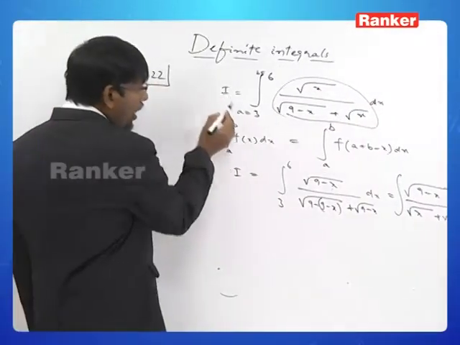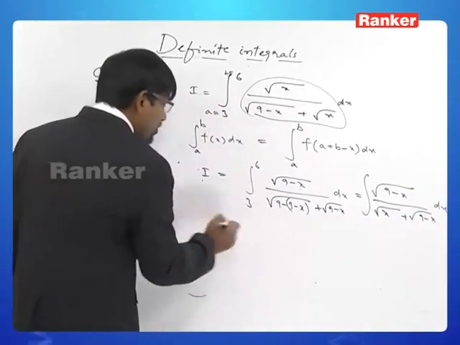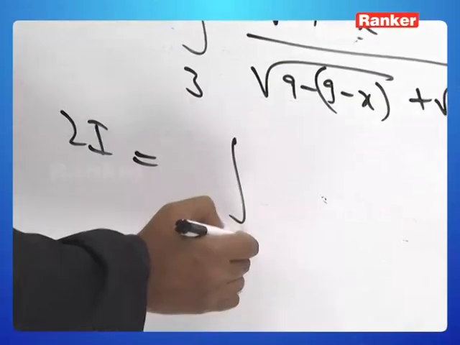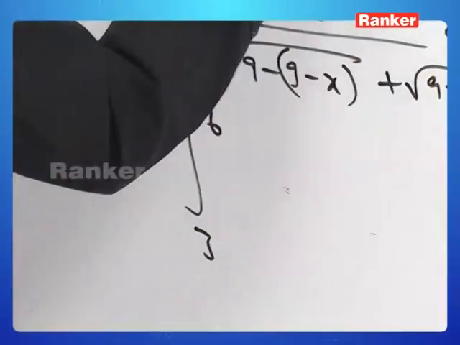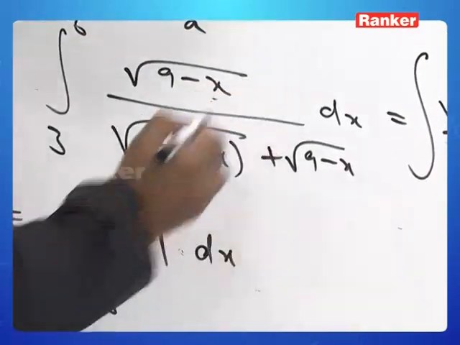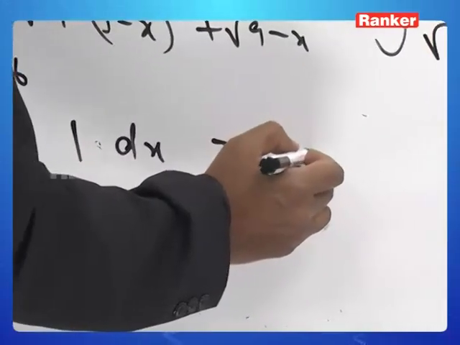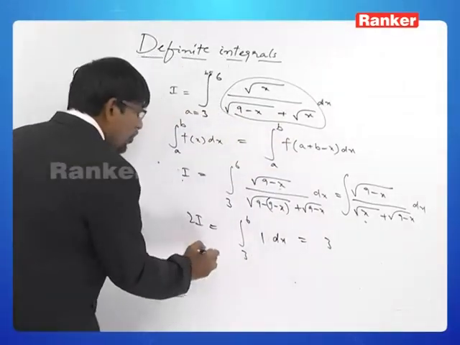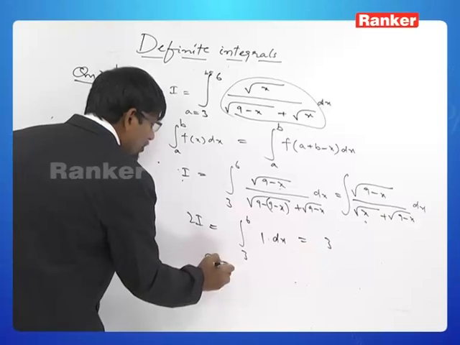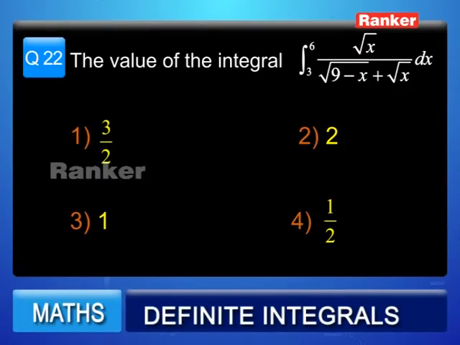So, if you add this I and this I, what do we get? The limits being same, we have 2I on the left hand side, on the right hand side 3 to 6, denominators being same, we can add up, and what do we get? We get 1 dx, and that is 6 minus 3, and that is 3. So, 2I is 3, therefore, I is equal to 3 by 2, and that is seen in option 1. So, answer is option 1.